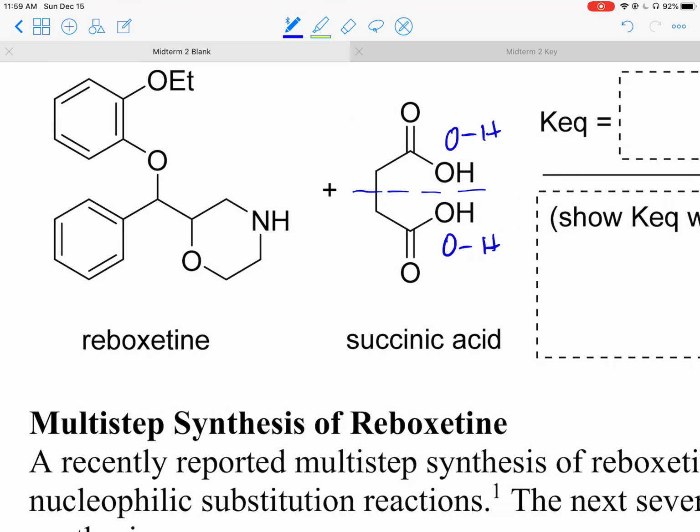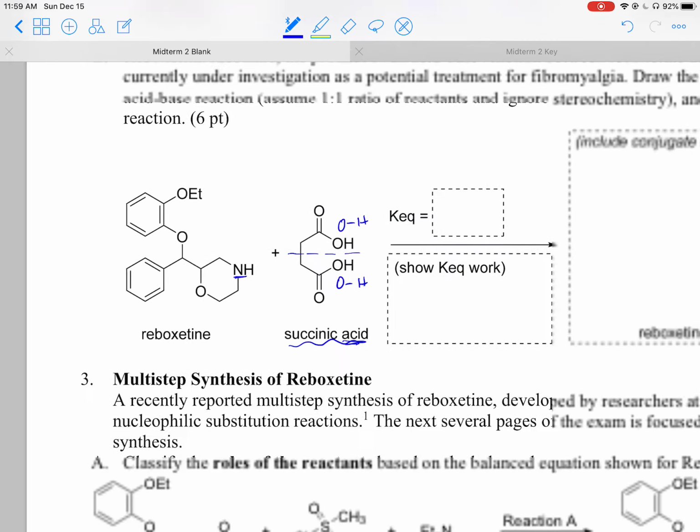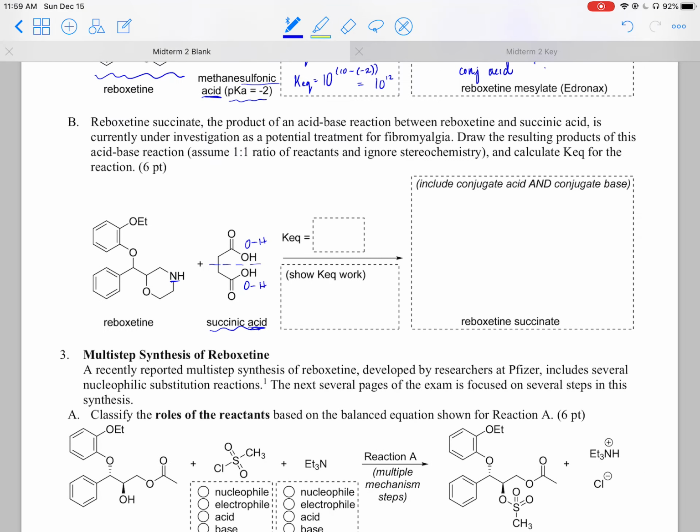So this nitrogen, again, is going to be the basic site. And this is succinic acid. That's the key word there. So letting you know that this is going to be the one that donates the proton. And the nitrogen is going to be what takes the proton. And so let's just copy down reboxetine again.